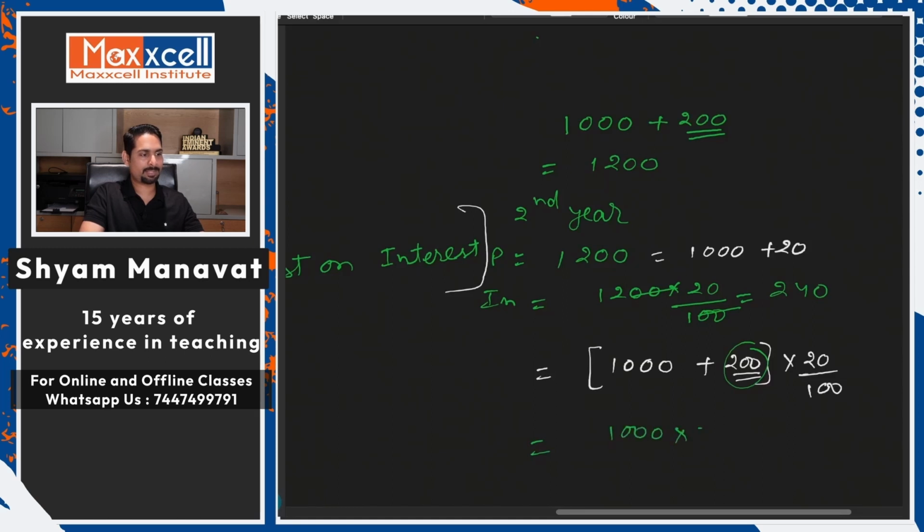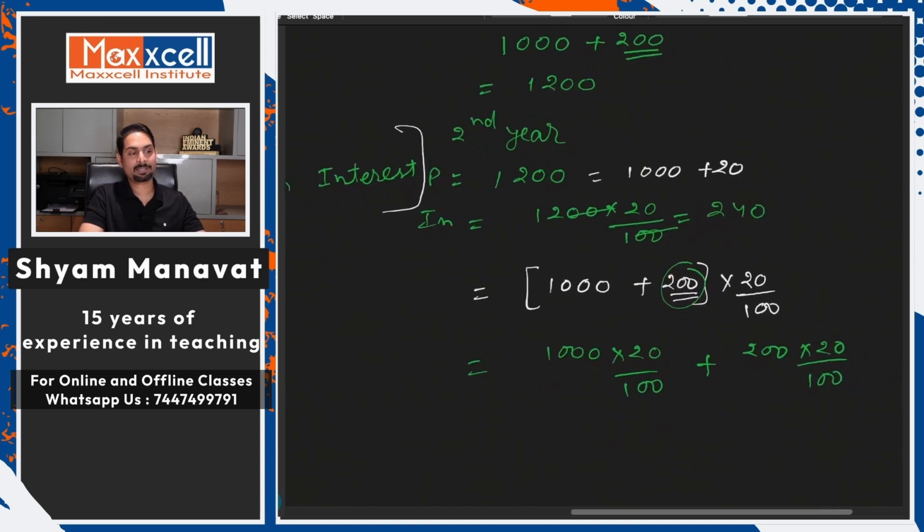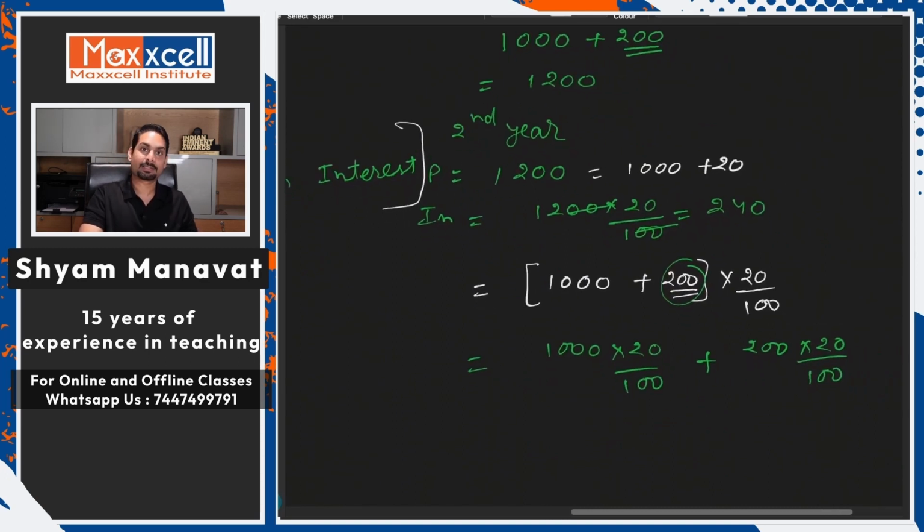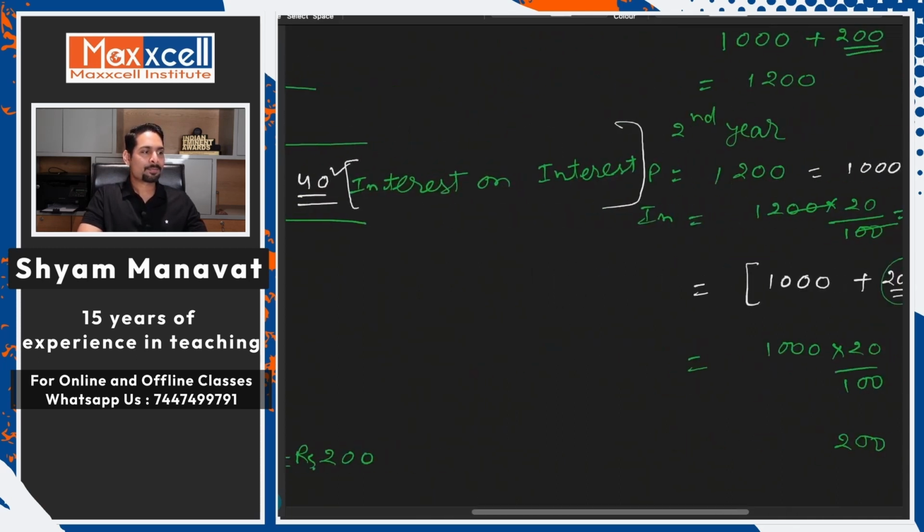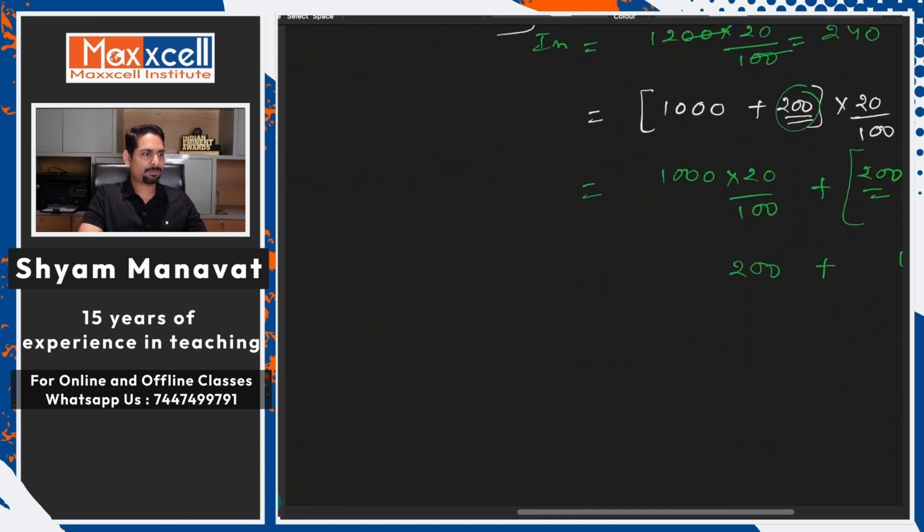If you understand this example, I can assure you that you will never have any difficulty in understanding simple interest and compound interest. So understand this example well. This 40 which I got is nothing but interest on interest. This is interest generated on the previous year interest. All right. I hope that's clear to you.